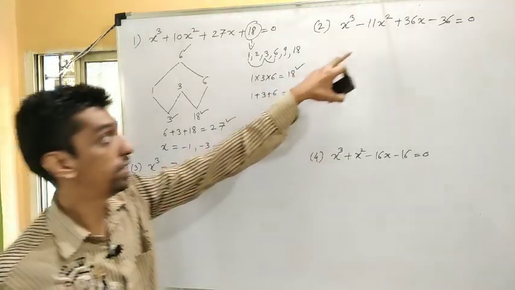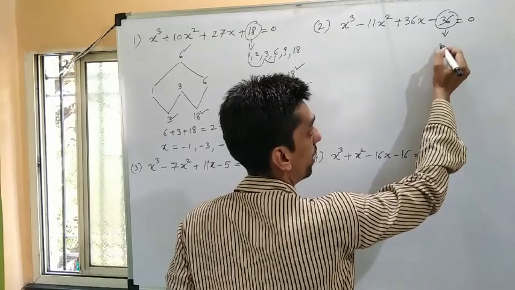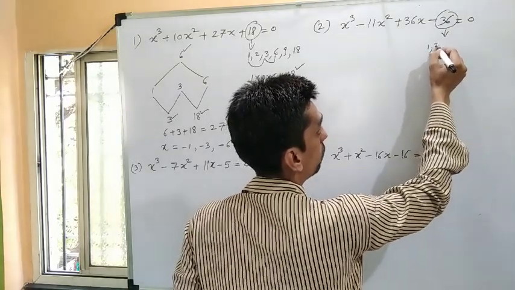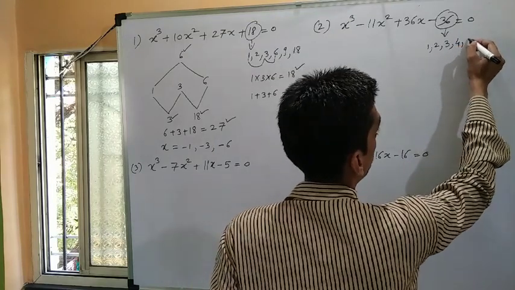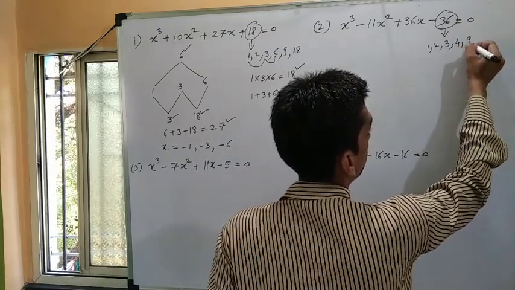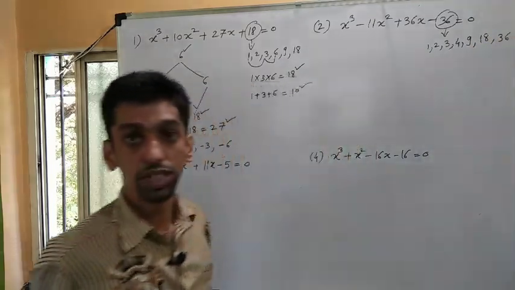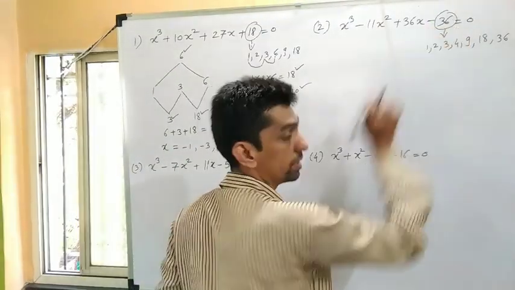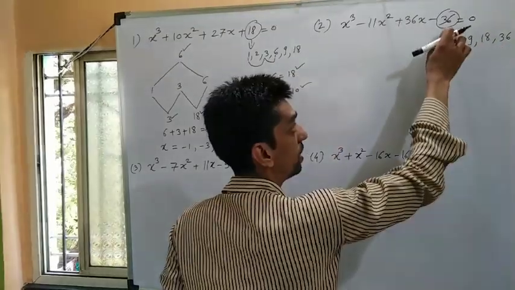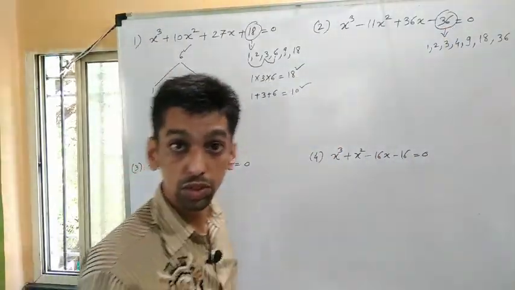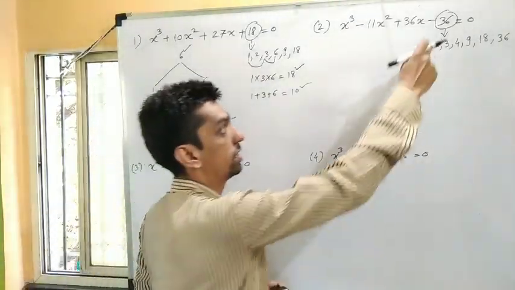So in a similar way, if we take the second example, here the constant term is 36. Find out its factors. So its factors are 1, 2, 3, 4, then 9, then 18 and finally 36. So these are the factors of this 36. Now we have to select 3 numbers out of these factors in such a way that their multiplication is 36.